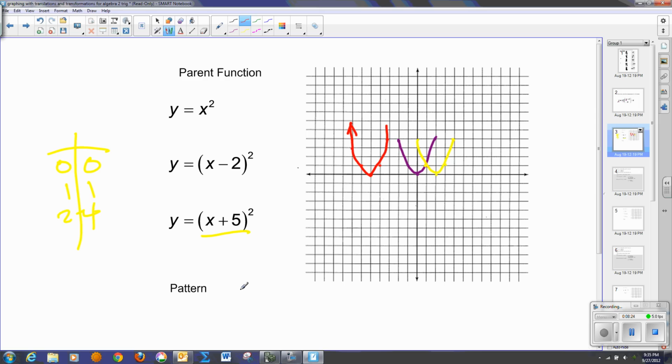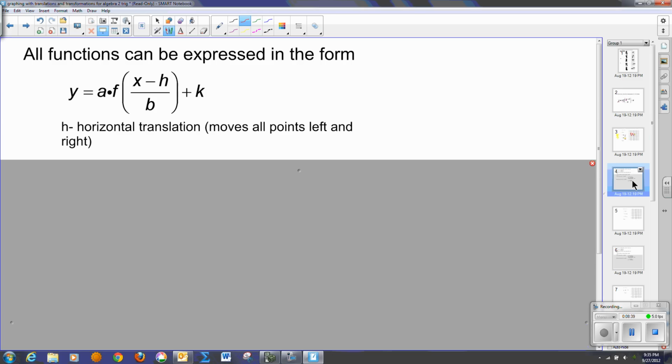So what we can learn from this is that, first of all, when we look at our general formula, this functioned like the h value in that general formula. And you'll notice that in the general formula, I have y equals a f of x minus h over b plus k. We've been messing with the h value. And you also notice that the h value follows a minus sign. So h is a horizontal translation, and it moves all points either to the left or the right.